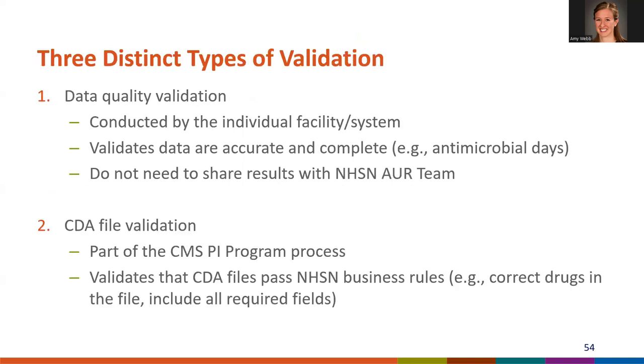Let's talk a little bit more about the different types of validation. So number 1, data quality validation. This is what we consider just your basic validation. So it's conducted by the facility and or the health system. It validates that the data are accurate and complete. So for example, you have the correct number of vancomycin antimicrobial days being reported for your medical ICU, for example.